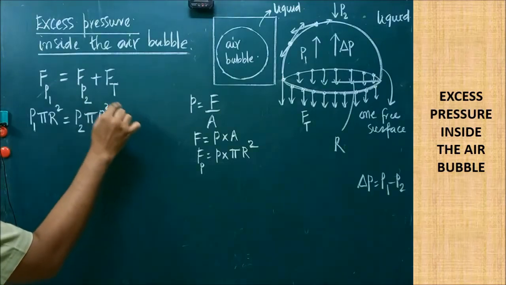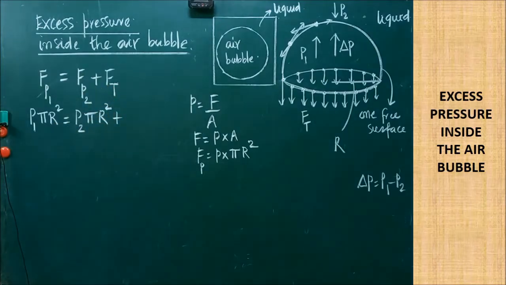Force due to surface tension. For that, we have to get the expression. In the beginning of the lesson itself, we have learnt that surface tension is equal to force per unit length. This is a fundamental formula. Surface tension expression T is equal to force per unit length. Therefore, force due to surface tension can be written as T into L.